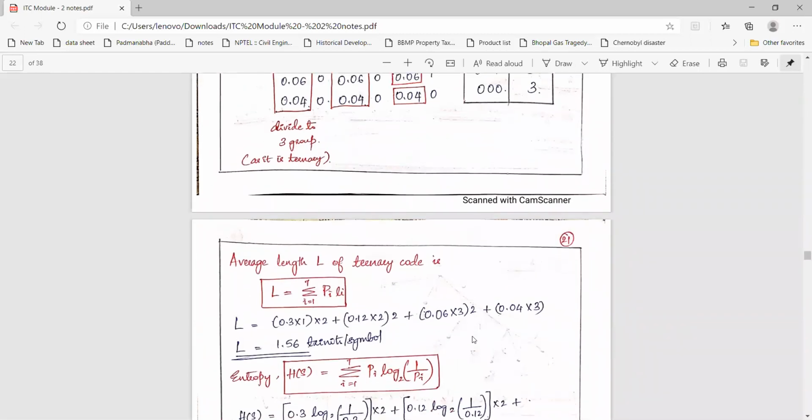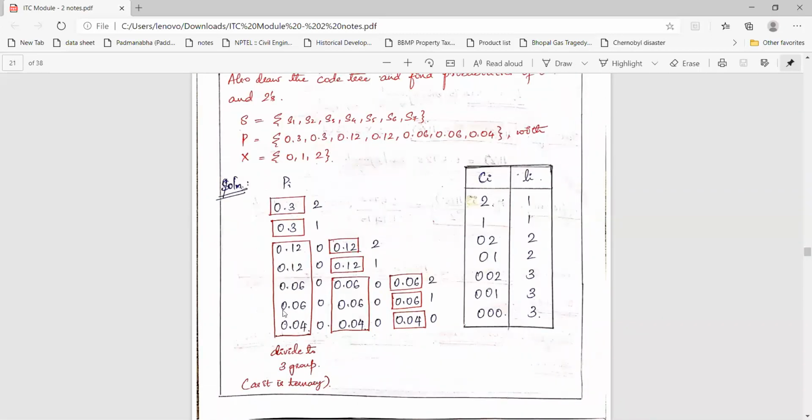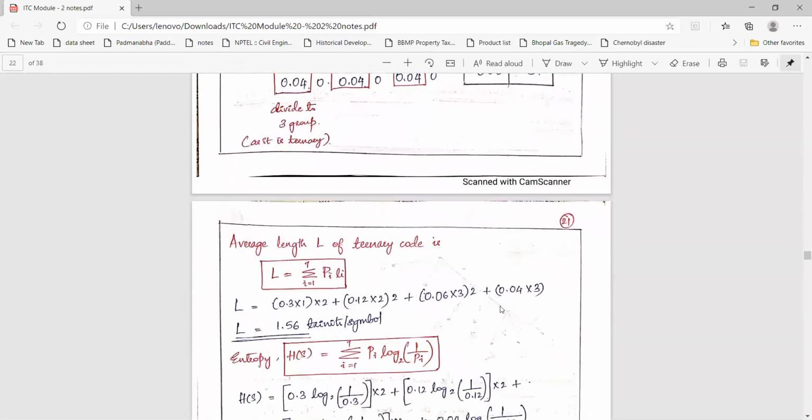The average length is found using the formula L equals the summation from i equal to 1 to 7, since there are 7 symbols, of the product of the symbol probability and the length. The symbol probability is over here and the length is over here in the second column. We just substitute all the values, multiply and then add all the values. So we get L as 1.56 trinits per symbol, since it is a ternary code.